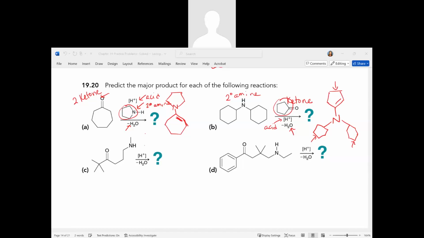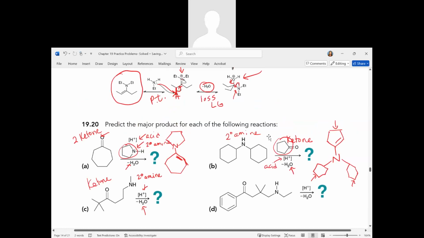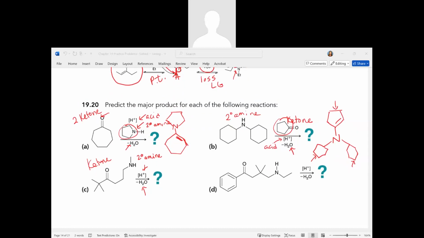So once again, we have acidic conditions, removal of water, we have a ketone, and we have a secondary amine connected to one another. So we're going to have an intramolecular reaction occur, and our product that we predict would then look something like this, right? This lone pair will react with the electrophilic site on our carbonyl.